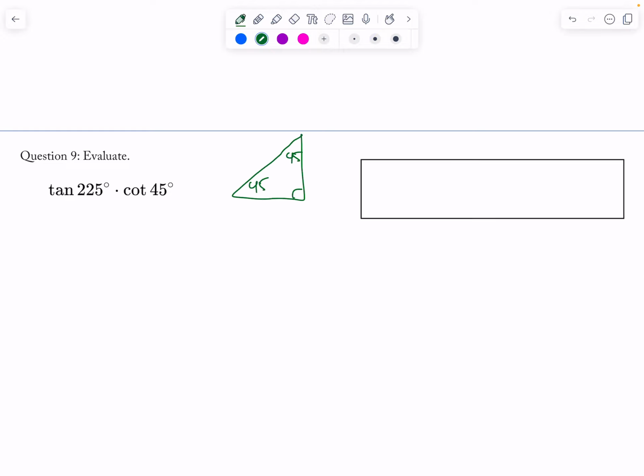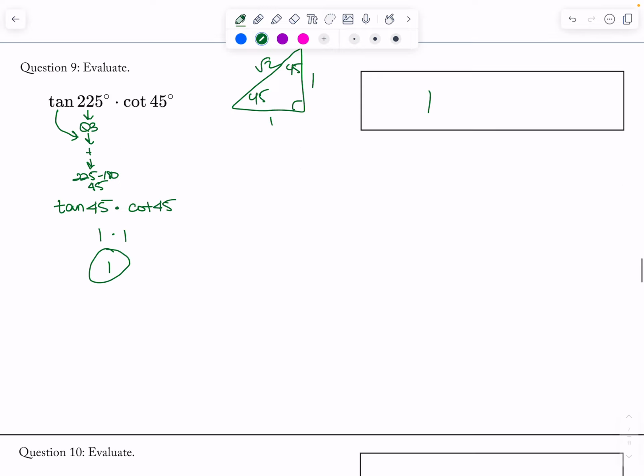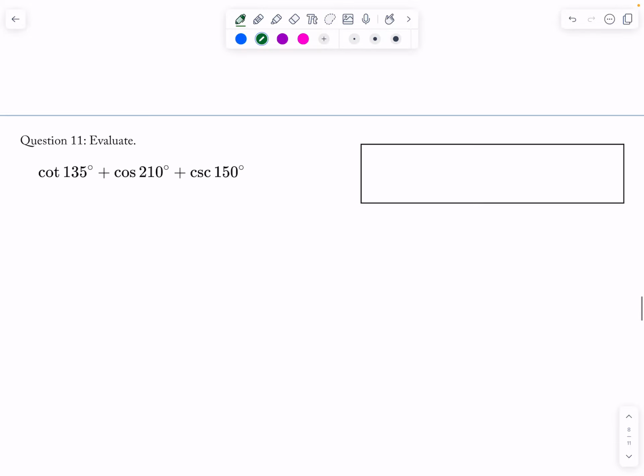45, 45, 90. 1, 1, root 2. So 225 is in quadrant 3. Tangent is positive in quadrant 3. 225 minus 180 is 45 degrees. So this is tangent of 45 times the cotangent of 45. So 1 times 1, which is 1. 11.